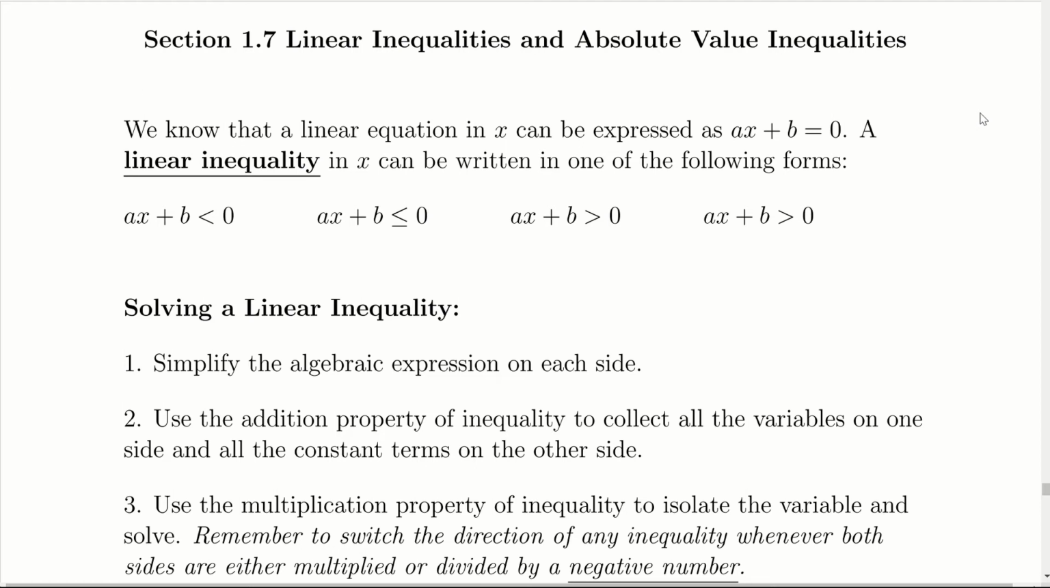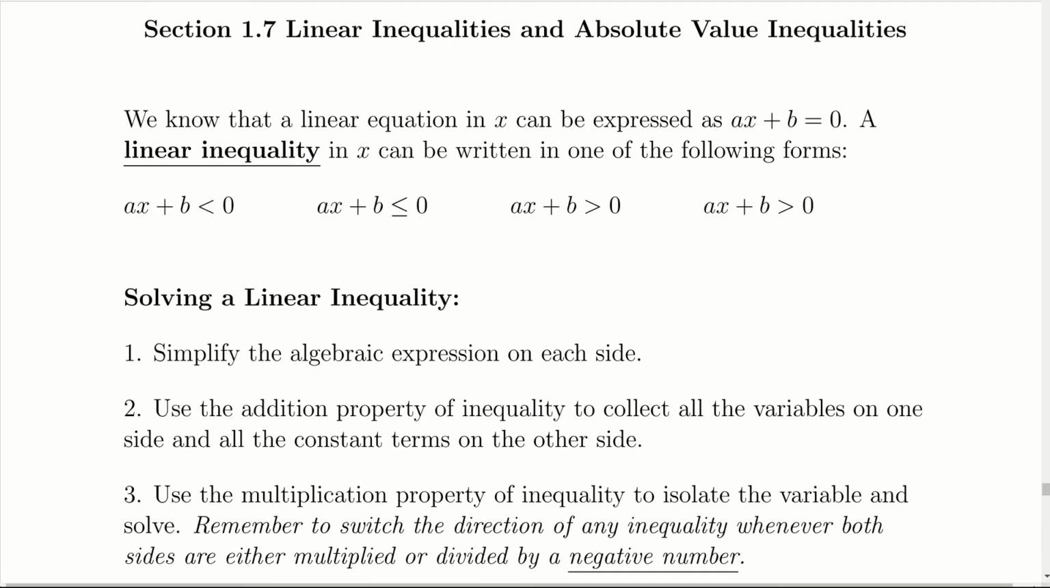ax + b < 0, ax + b ≤ 0, ax + b > 0, or ax + b ≥ 0. We have a typo here, so those are repeated. What do we have? We have less than or equal to, greater than, and this one should be greater than or equal to. So it's simply going to be an equality where you have the x to the first power and one of the four inequality symbols.